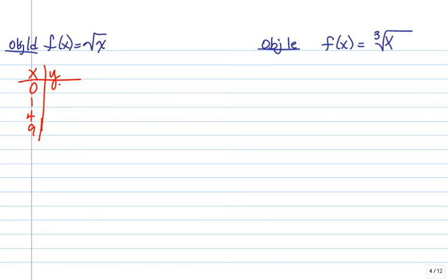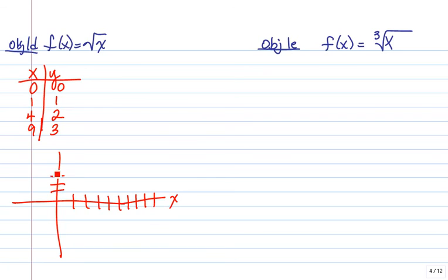The square root of 0 is 0. The square root of 1 is 1. The square root of 4 is 2. And the square root of 9 is 3. So if I graphed that, again, hopefully you would have graph paper. 0, 0, 1, 1, 4, 2, and 9, 3. Okay. So this one is kind of like a half parabola.